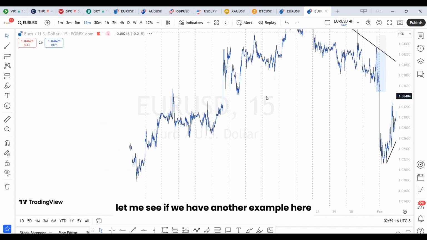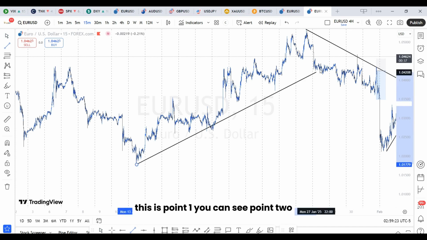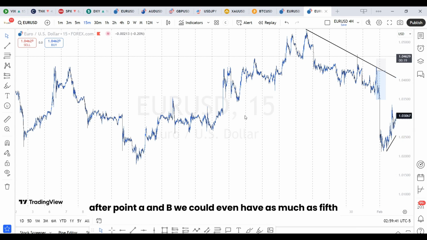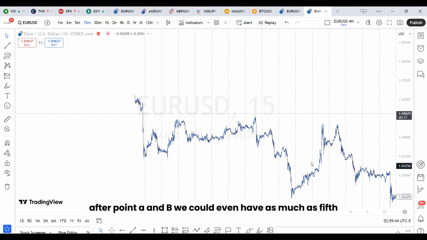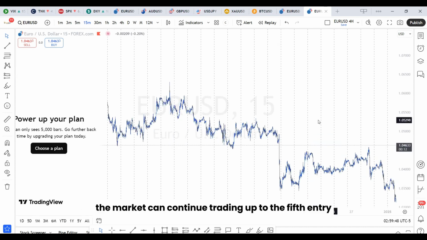Let me see if we have another example here. We have another example here. This is point 1. You can see point 2, point 3, point B, point 1. So this is point A, point B, point 1 should be around here. You can also use this as point 1. If you had bought around here, you would have caught the final movement. So after point A and B, we could even have as much as a fifth entry in a trend. The market can continue trending up to the fifth entry.